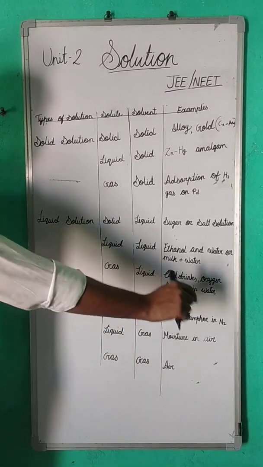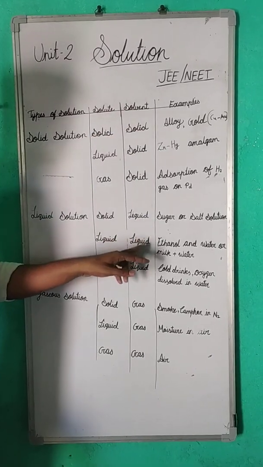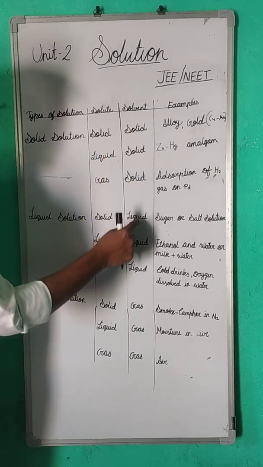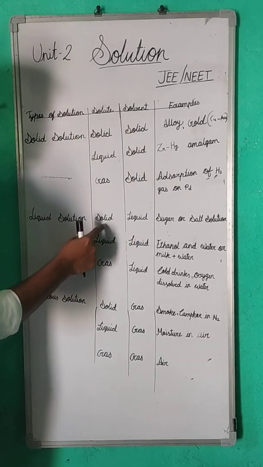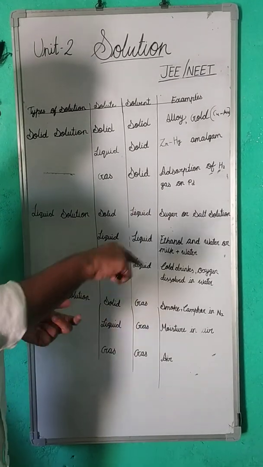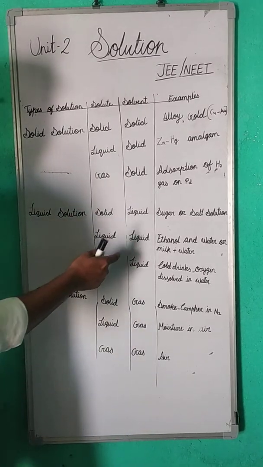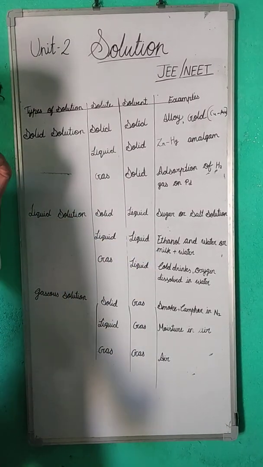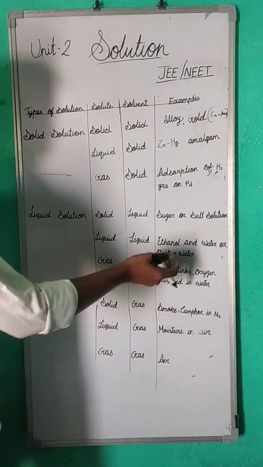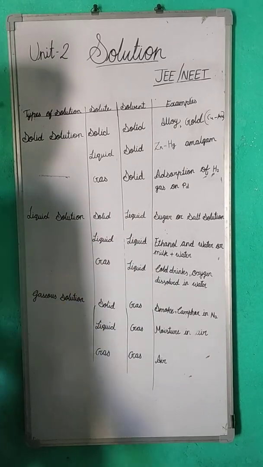Next we have liquid solutions. Here you will have the solvent in liquid state. First case, the solvent is liquid and the solute is solid. A very common example is sugar solution or salt solution. When you mix sugar or salt in water, you will have a liquid solution. Then you will have liquid in liquid. A simple example is ethanol and water: when you mix alcohol plus water, or you can simply add water to milk, it is an example of a liquid solution.